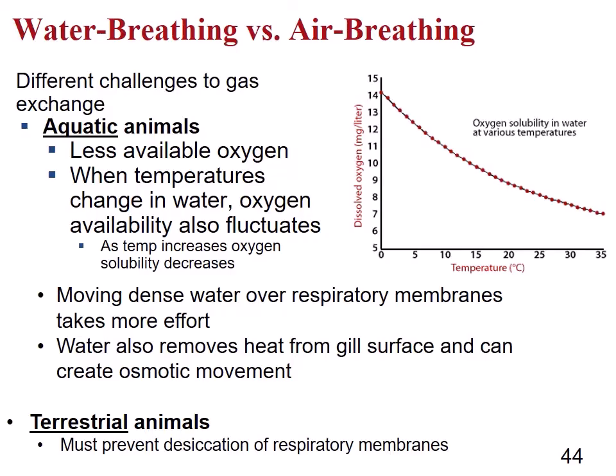Terrestrial animals like ourselves, so land-dwelling critters, our biggest problem is desiccation, which you're like, oh, we only have one thing on our list. Yeah, we only have one thing on our list because desiccation is a big deal. Like you don't want your respiratory membrane to dry out. Imagine your lungs drying out and becoming crispy. That'd be awful. So that is our challenge as terrestrial animals.